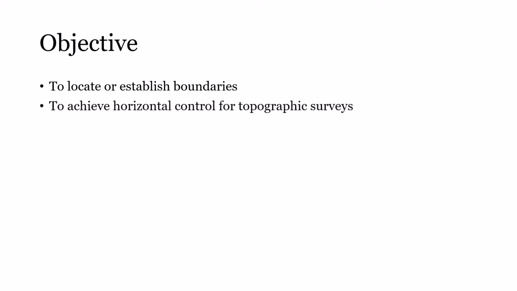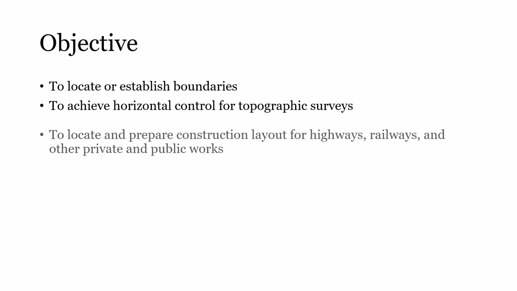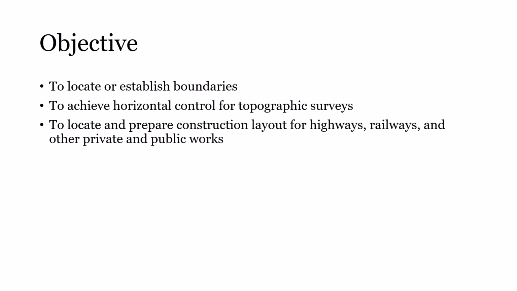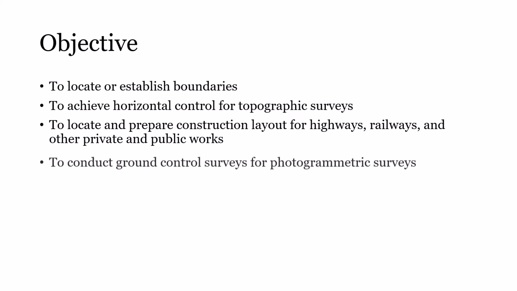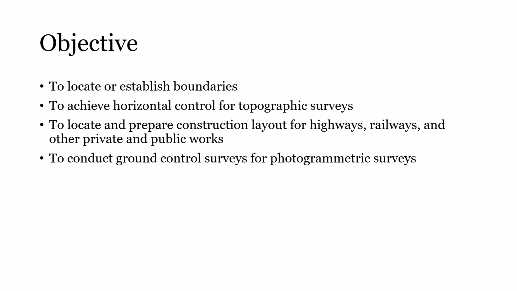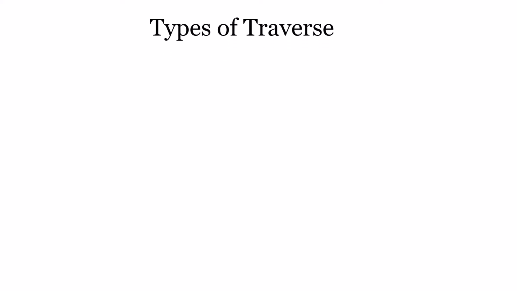The main objectives of traverse survey are to locate or establish boundaries, to achieve horizontal control for topographic survey, to locate and prepare construction layout for highways, railways, and other private and public works, and to conduct ground control surveys for photogrammetric surveys. The two types of traverse encountered while conducting surveys are open traverse and closed traverse.